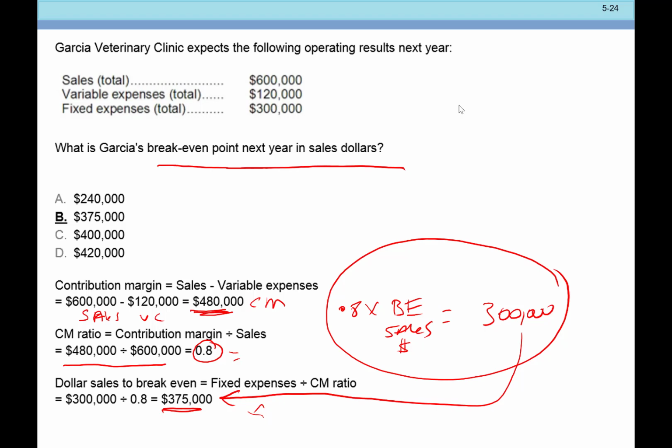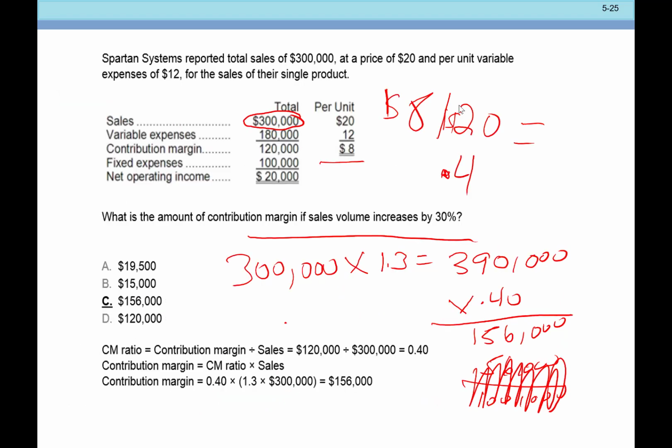Okay, good. Let's take a look at this one. And here, I could have done it with the big numbers. I could have done it with the little numbers. When it comes to calculations, I like little numbers. So 20 minus 12 is 8. My contribution margin per unit is 8. I divide that 8 by the sales price per unit, that 20. That gives me a contribution margin ratio of 0.4.